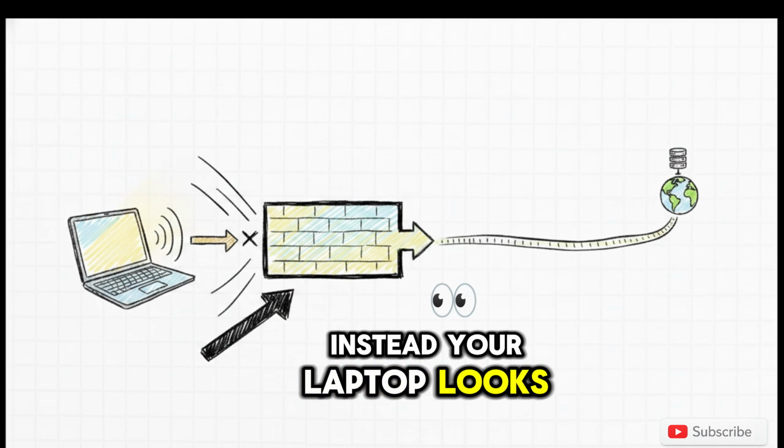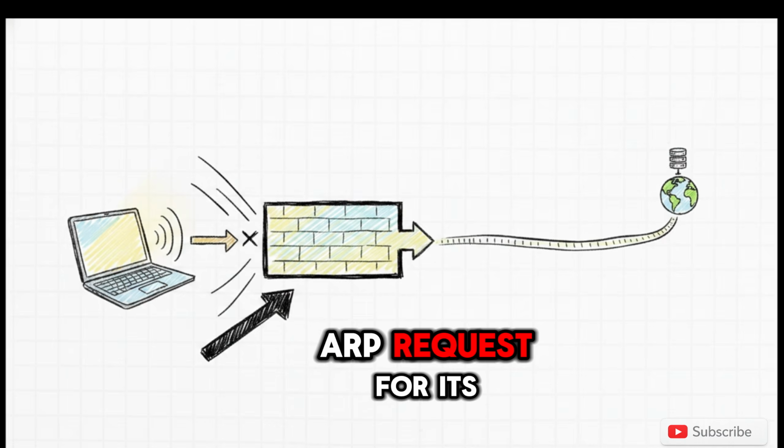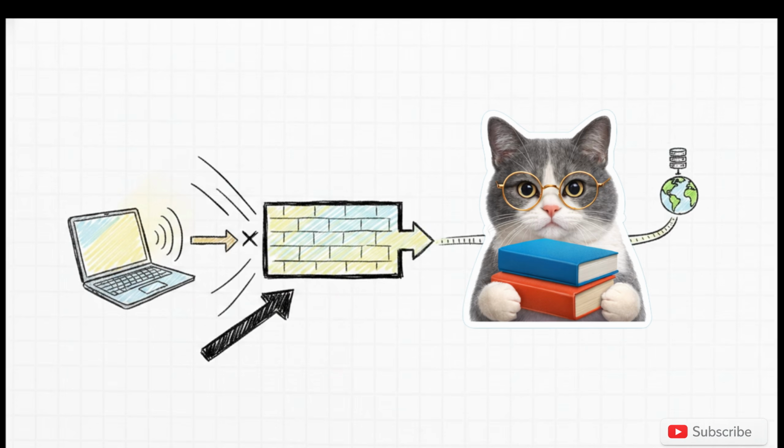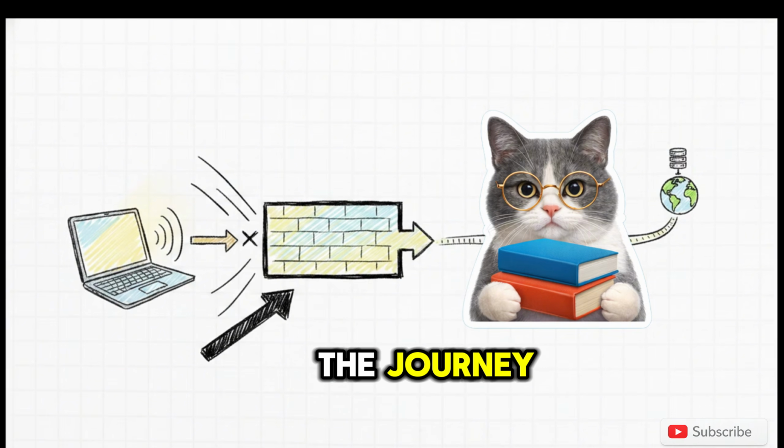Instead, your laptop looks at its subnet mask, recognizes the destination is remote, and it sends an ARP request for its default gateway's MAC address. The default gateway, which is just your local router, will take the packet and handle the rest of the journey.